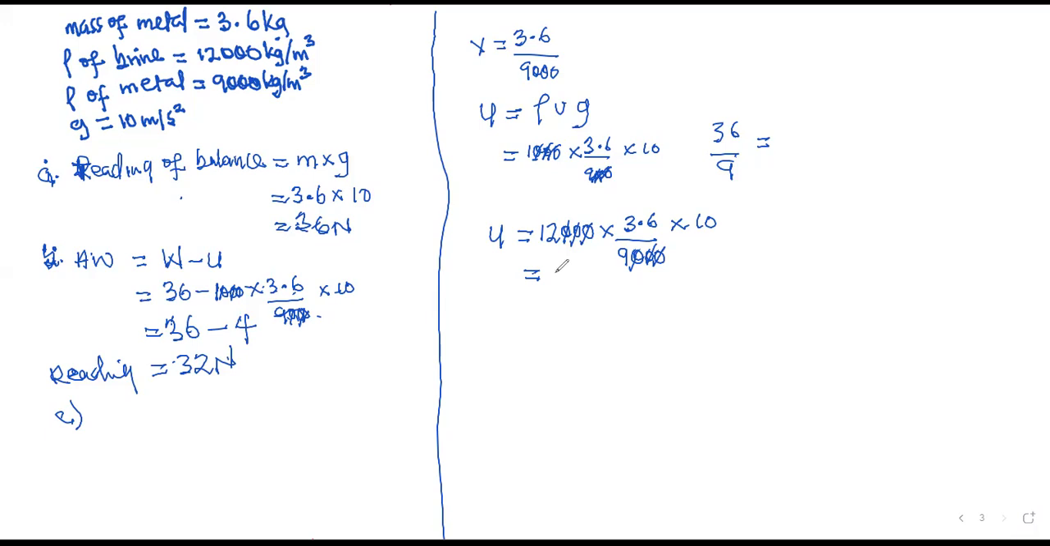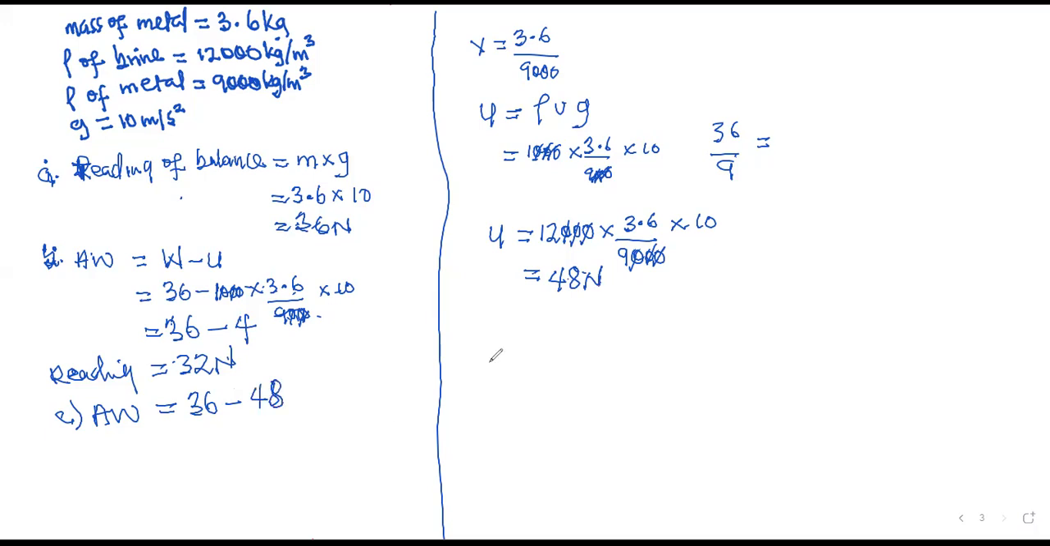So this is 48 newtons. If the upthrust is 48, then the reading of the apparent weight would be equal to the object's weight in air, which is 36, minus 48. That is why somebody called negative. Okay, I get you.